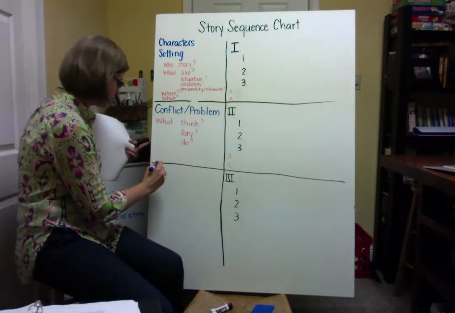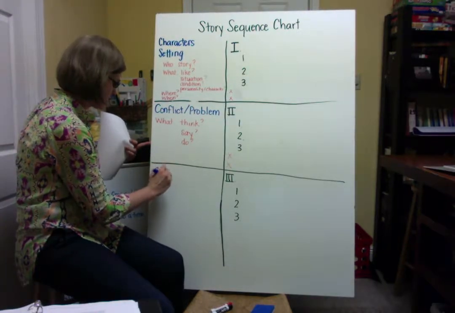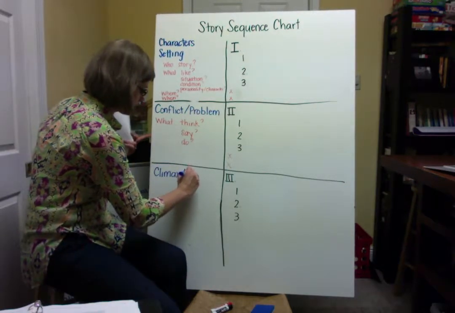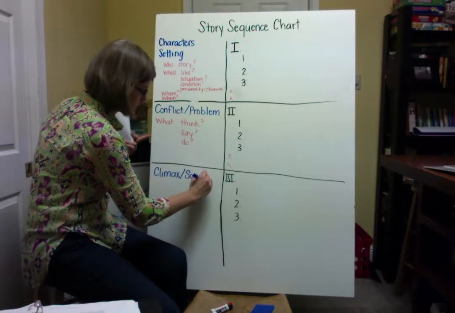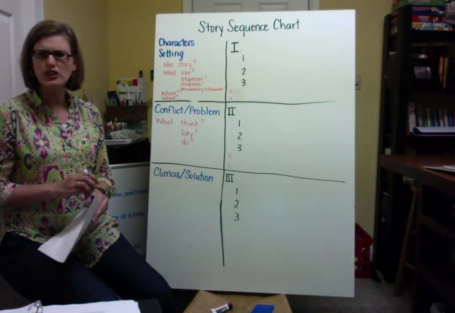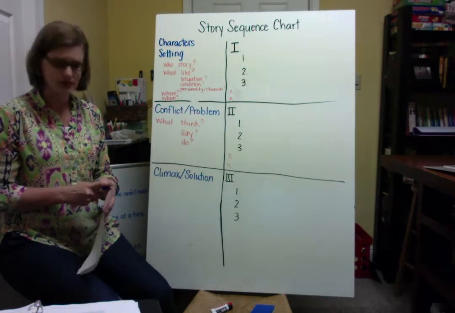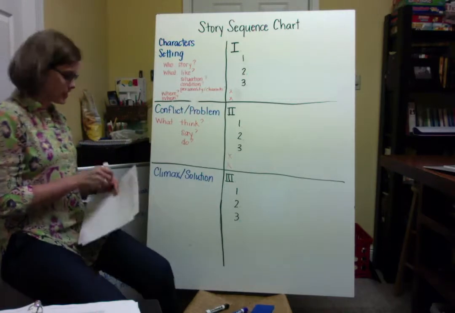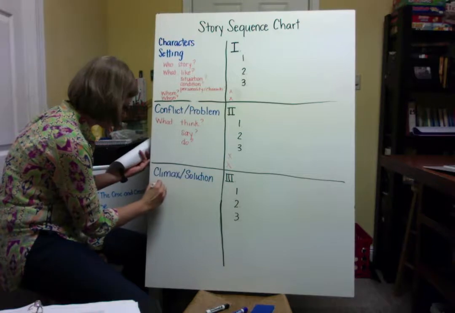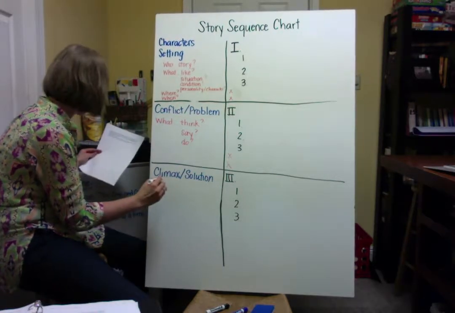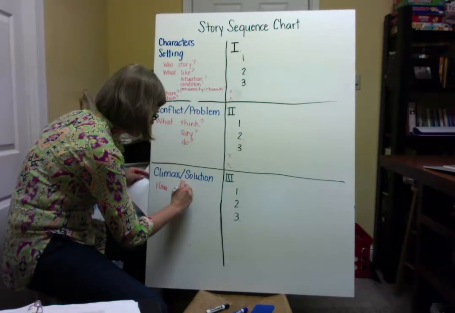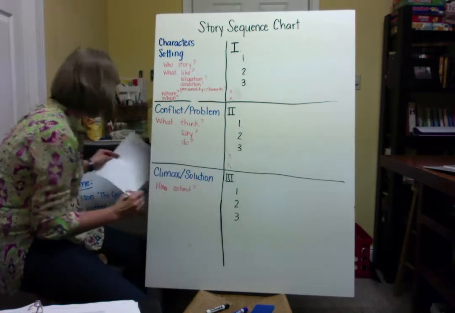So we call this moment the climax or solution. So what question do you think we should ask here? Well, I think we should ask, how? How is Anne going to get away from that dog? How does she solve the problem? How is the problem solved?